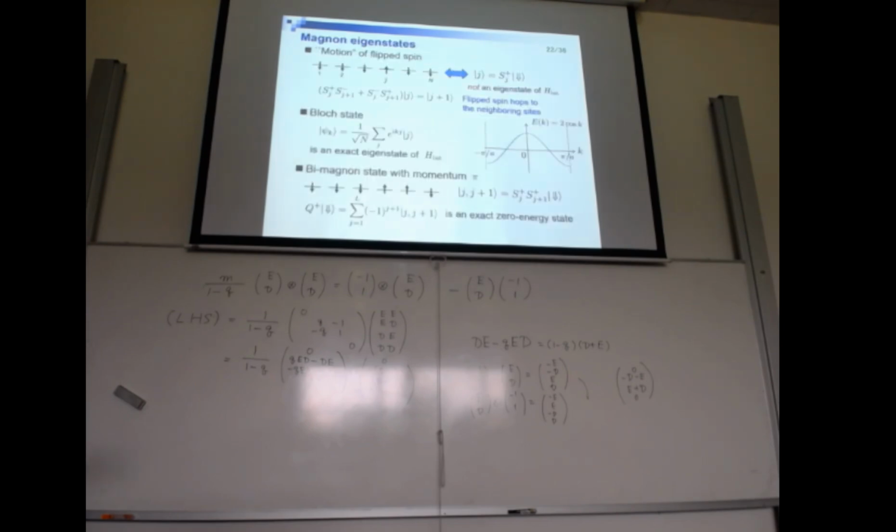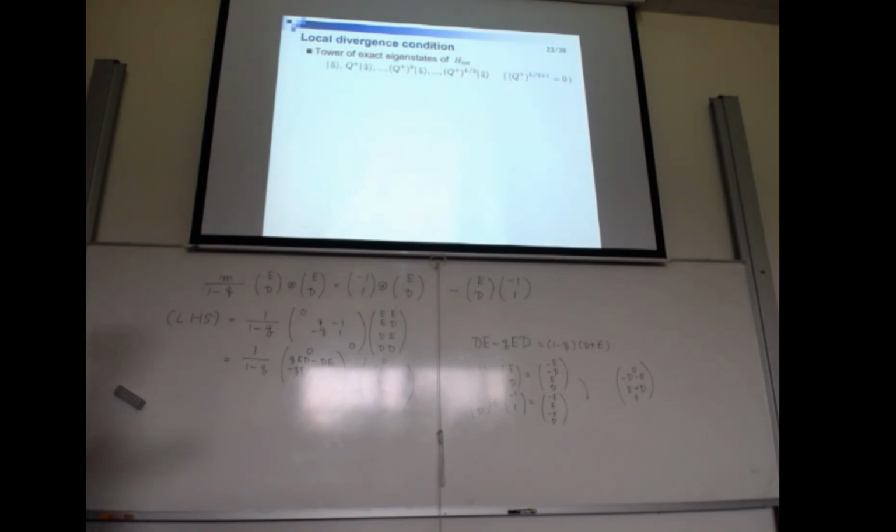And then, because Q^+ commutes with the Hamiltonian, you can construct a tower of exact eigenstates of H_int, right? But there's an upper limit, because this is 0. It is more convenient to work with a coherent state of Q^+, and this is defined like this. This psi_beta is a coherent state of Q^+. You can also formally write it as this kind of Taylor expansion. But what is interesting here is that this coherent state can be written in this matrix product form. So let's prove it.